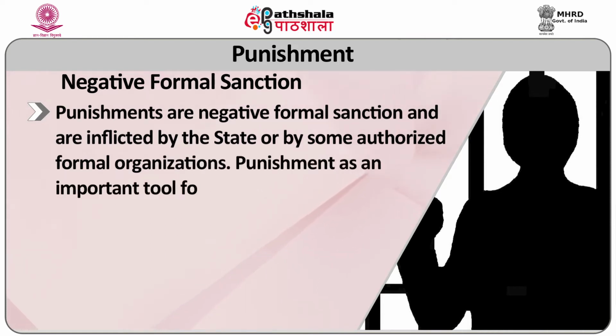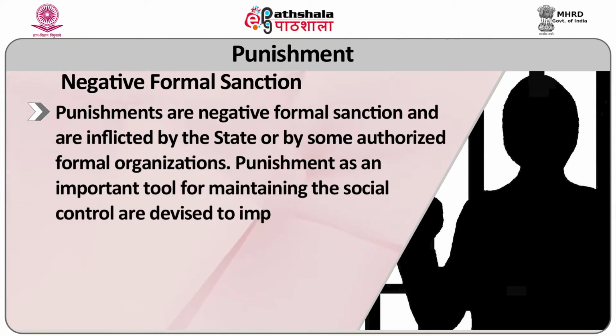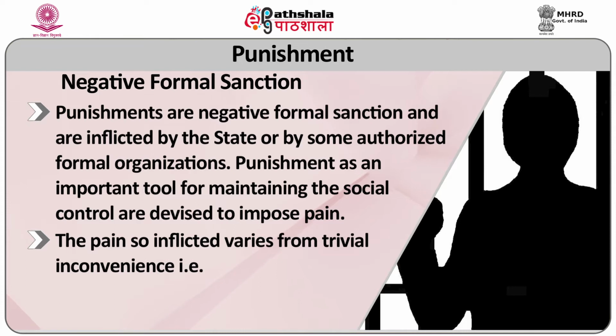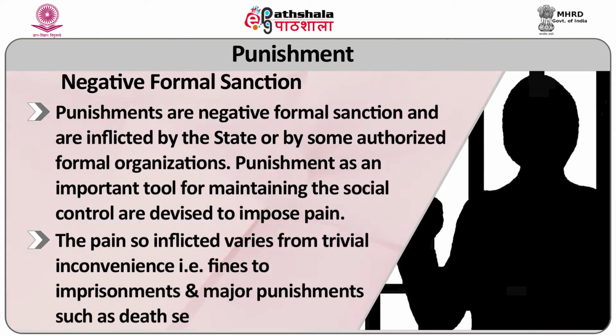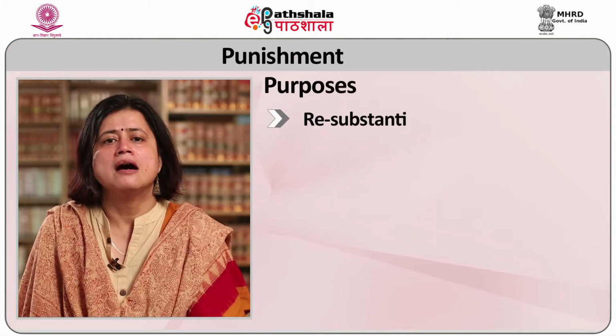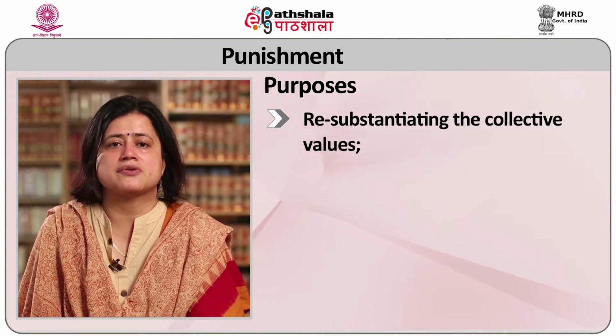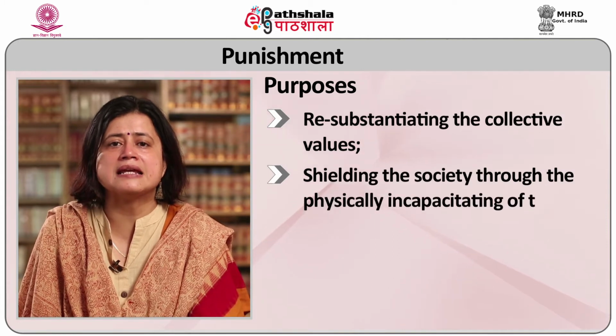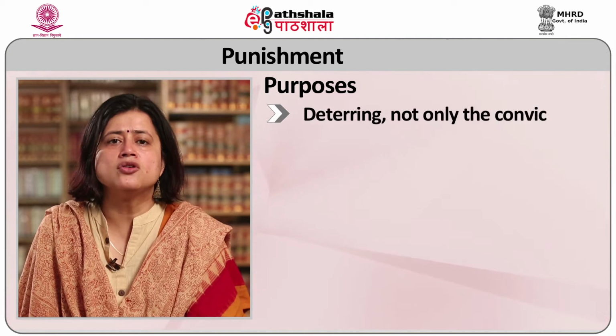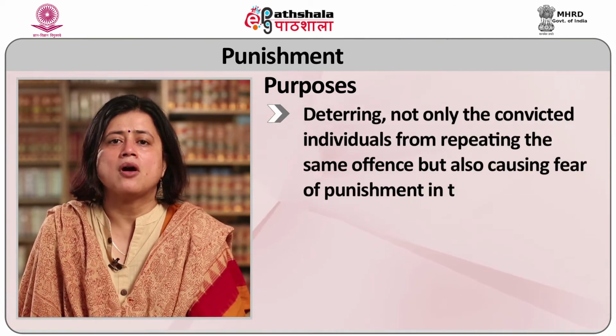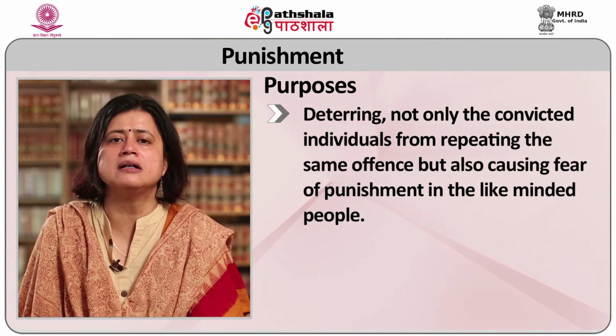Punishment, as an important tool for maintaining social control, is devised to impose pain. The pain so inflicted varies from trivial inconveniences, such as a fine, to imprisonment and major punishments such as death sentences. The degree of pain varies with the purpose that the punishment is going to serve. A wide variety of purposes are served through punishments, which may include firstly reaffirming the collective values, secondly shielding the society through physically incapacitating the wrongdoer, thirdly deterring not only the convicted individual from repeating the same offence, but also causing fear in like-minded people.